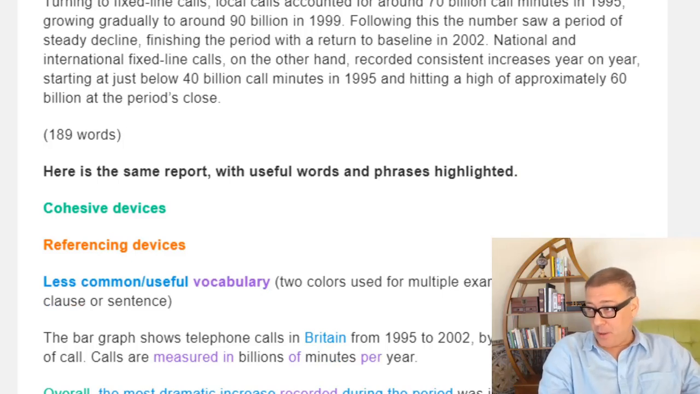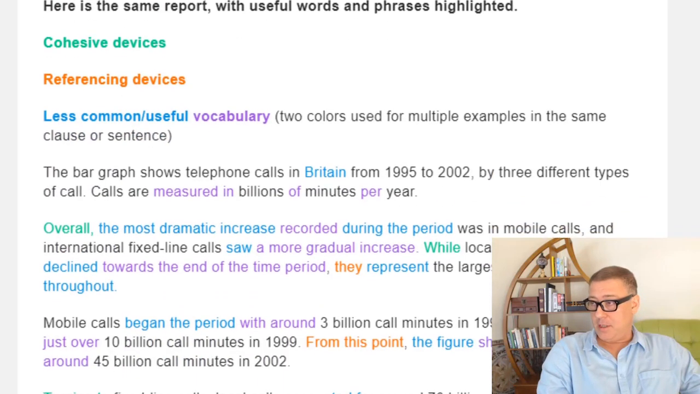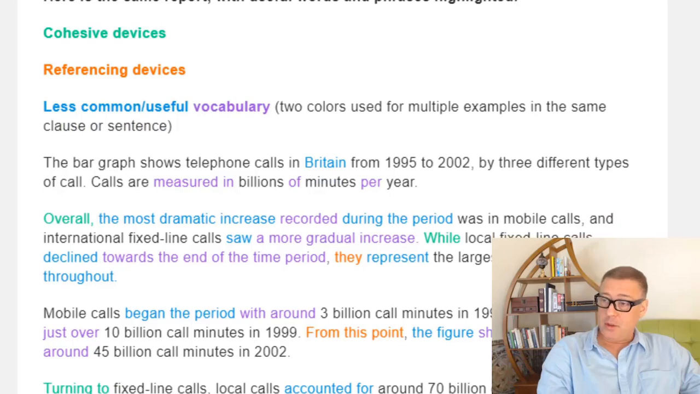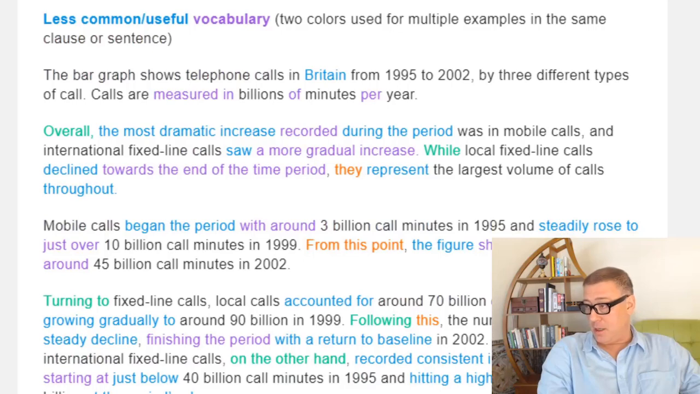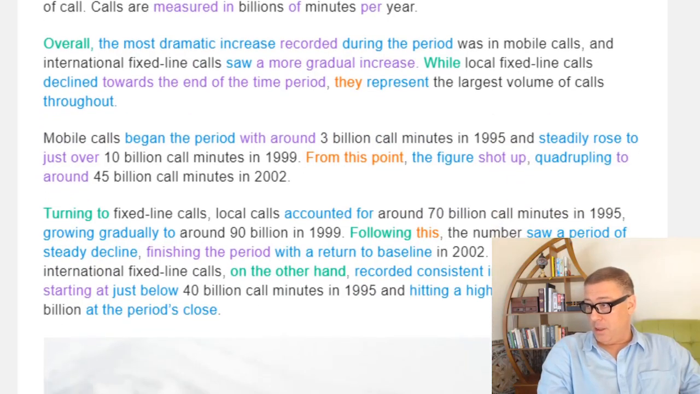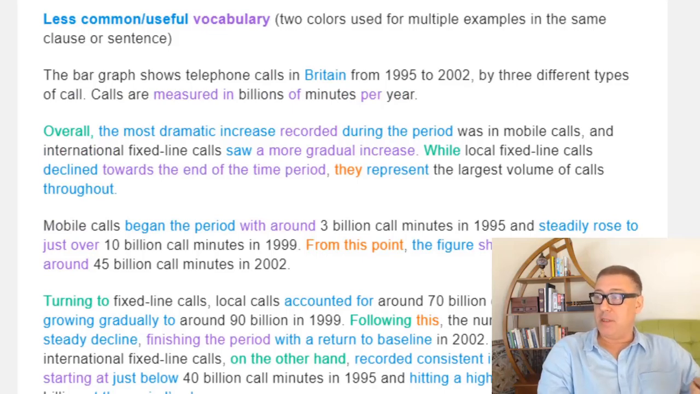So that's pretty straightforward. Like the other lessons, you can find a second group with groups of words and phrases highlighted. So green, cohesive devices, orange, referencing devices, and then vocabulary. You know, in task 1, you're not using a lot of cohesive devices. 1, 2, 3, 4, 5. So that's actually fairly high for task 1. Again, I've only used them in places where it was necessary and it would add to the overall clarity of what I'm writing.